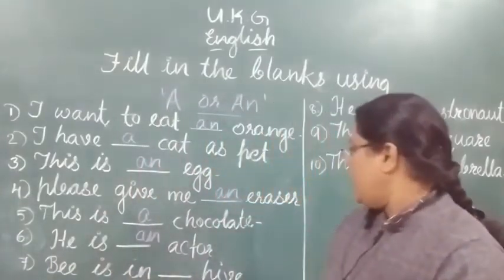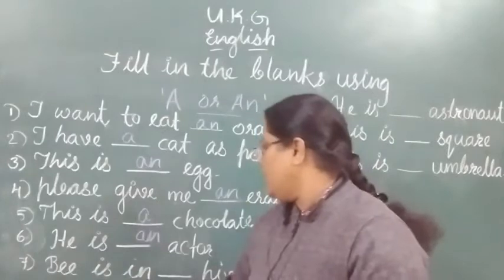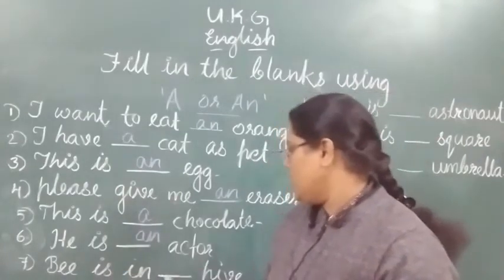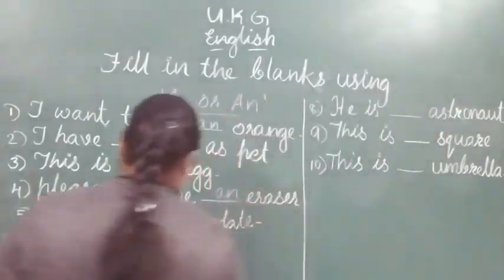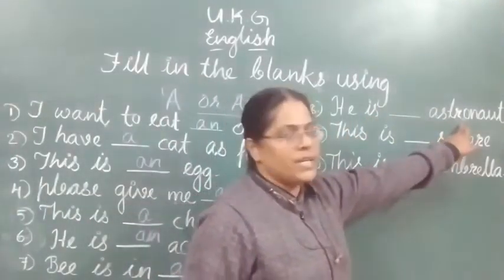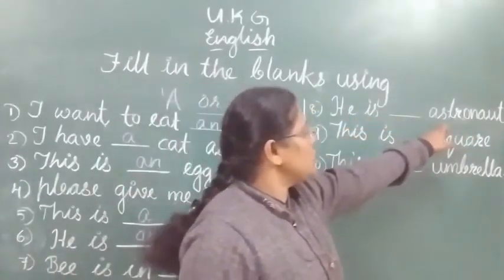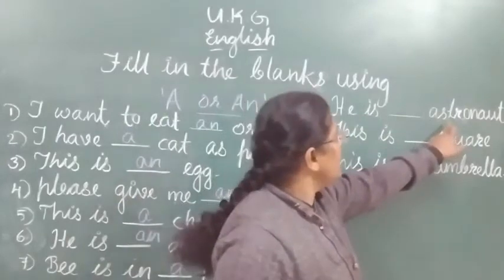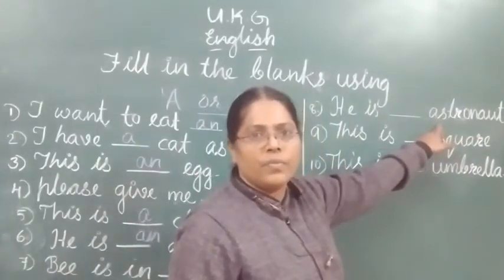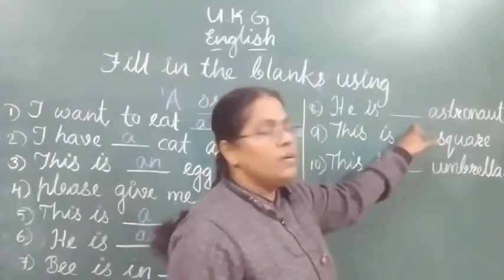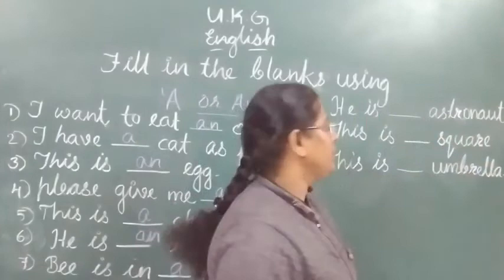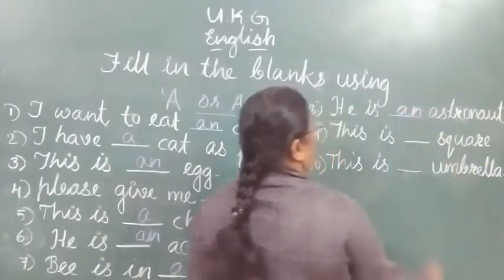Okay, next one. Bee is in dash hive. A hive. Bee is in a hive. Okay, next one. He is dash astronaut. What is the spelling? A-S-T-R-O-N-A-U-T. This word begins with which letter? A vowel sound. So which letter will we use here? An. He is an astronaut.